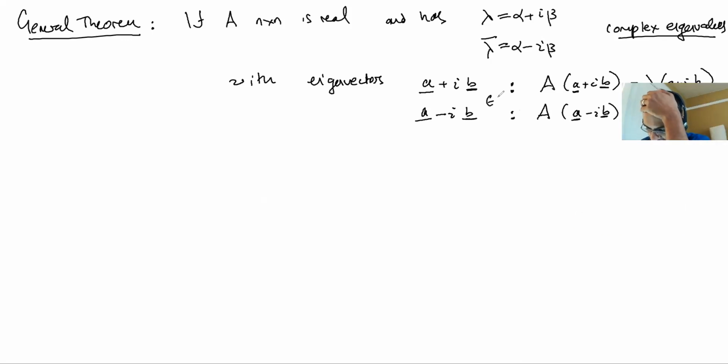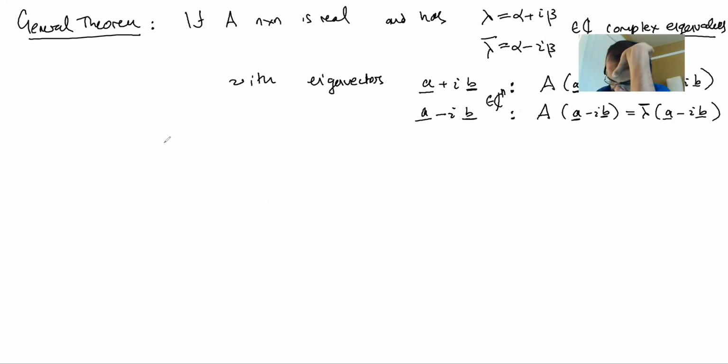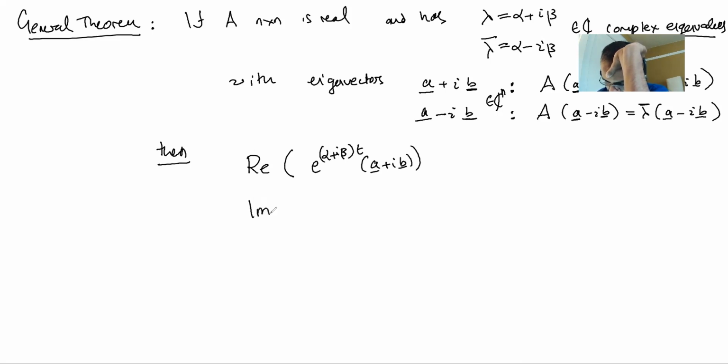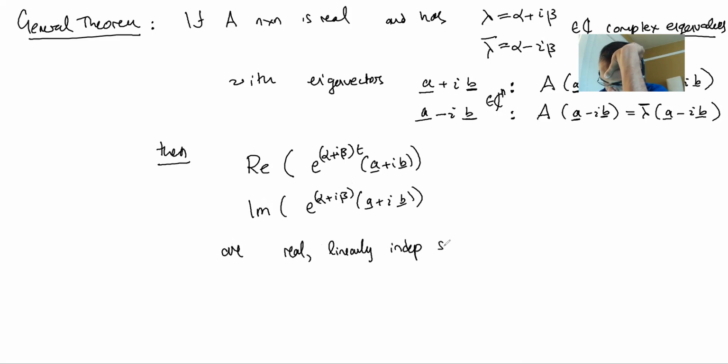Okay, so what vector space do these vectors live in? Complex. Yeah, C^n. Then the following real functions are solutions to the differential equation: the real part of e to the (alpha plus i beta) t times (a plus ib), and the imaginary part of e to the (alpha plus i beta) t times (a plus ib) are real linearly independent solutions of this equation.